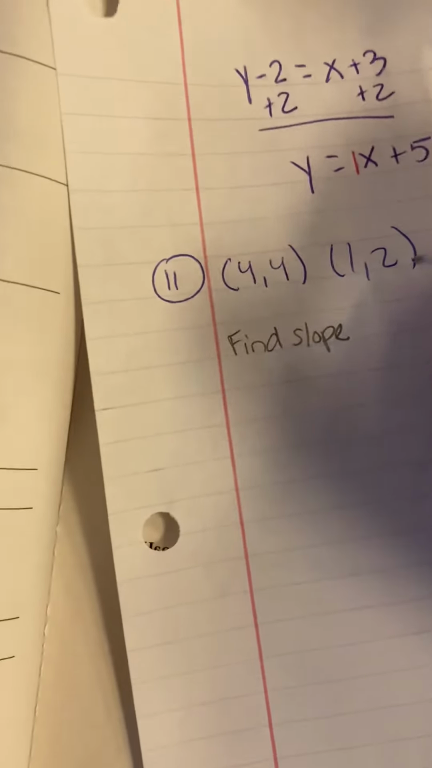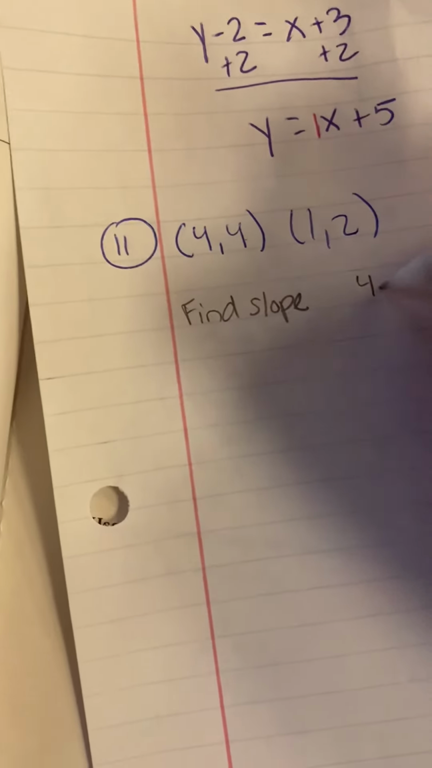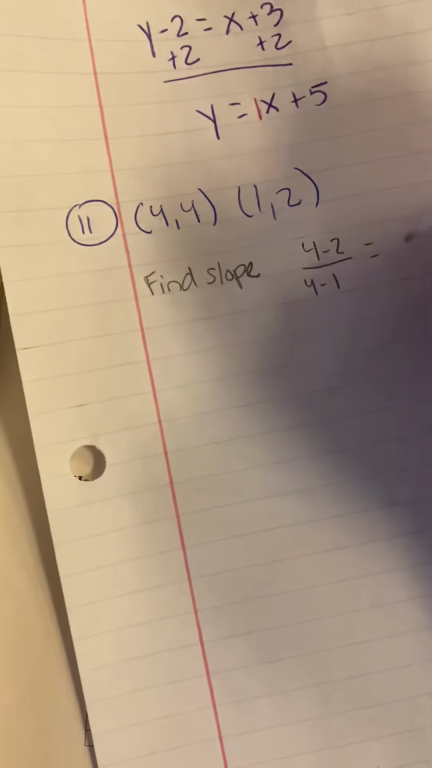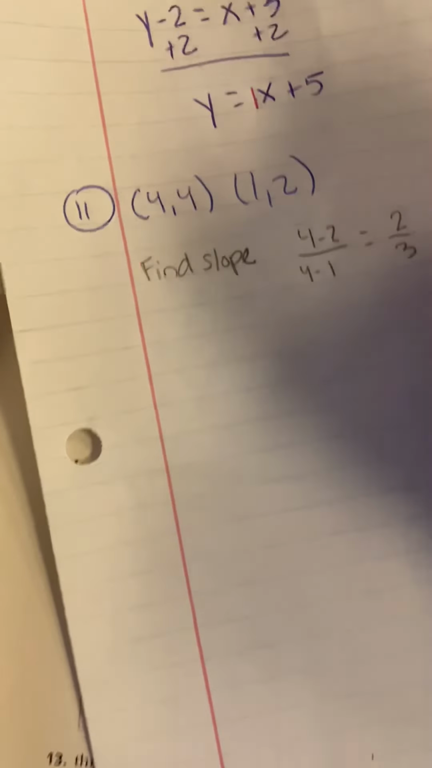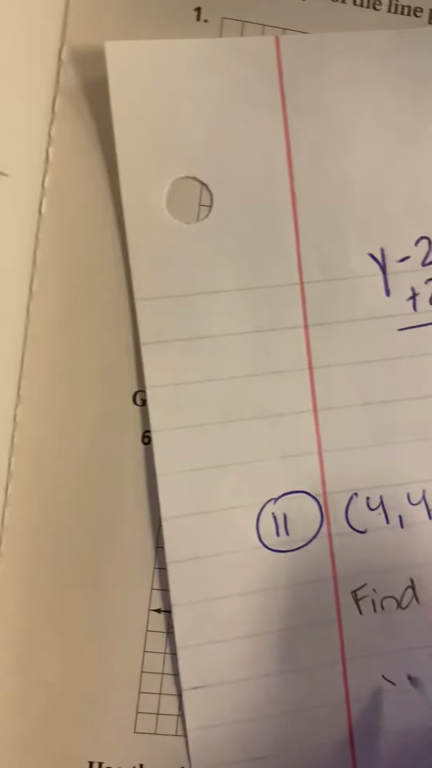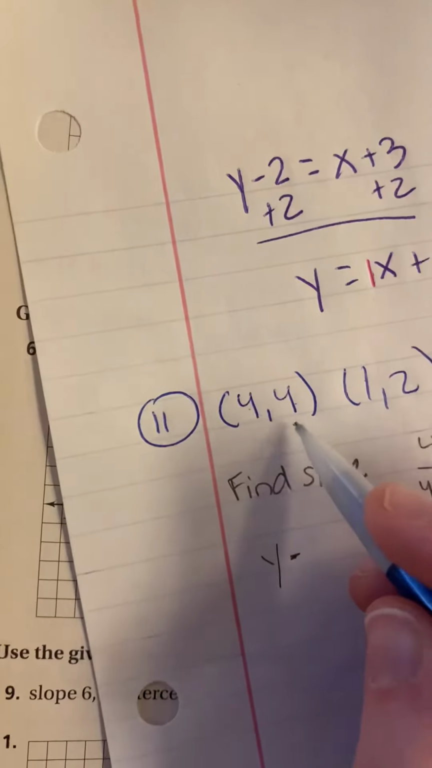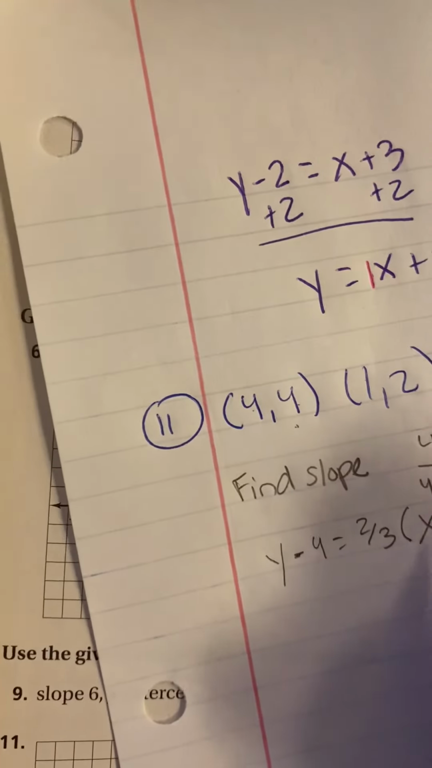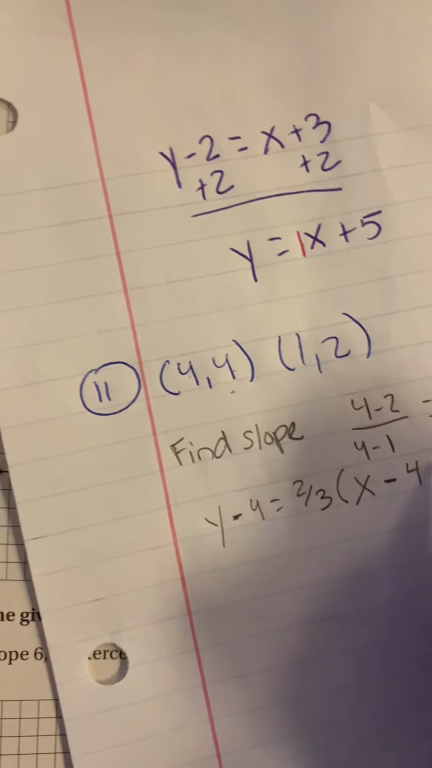Okay, so I have y minus y over x minus x. So I have 2 over 3. And that's my slope. After you find your slope, you're going to plug in points. So I got y minus y1, which is 4, equals my slope times x minus x1, and x1 is 4.